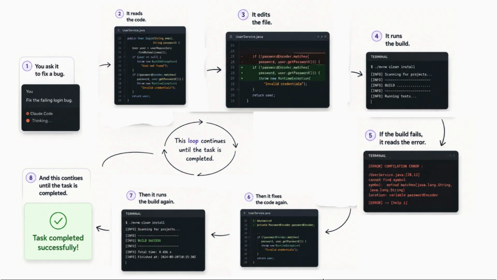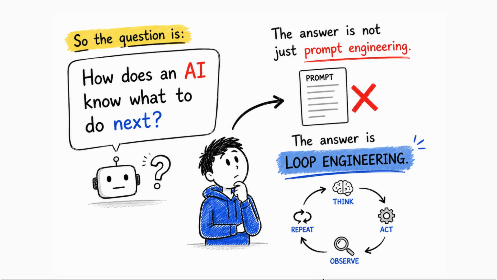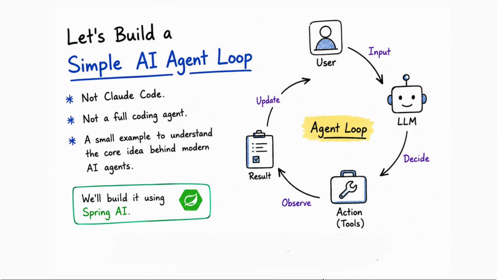So, the question is, how does an AI know what to do next? The answer is not just prompt engineering, the answer is loop engineering. In this video, we will build a very simple AI agent loop using Spring AI, not Claude Code, not a full coding agent, but a small example that will help you understand the core idea behind modern AI agents.